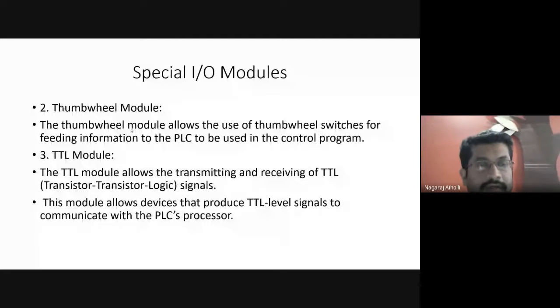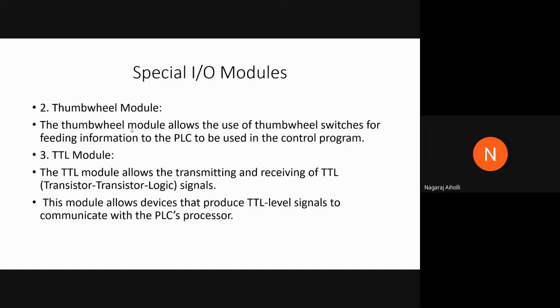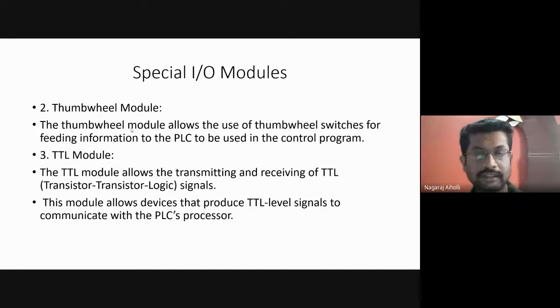Then we have the TTL module. Based on the TTL signals, 0 to 0.8 volts is treated as a low signal, and 2.2 to 5 volts is treated as a high signal, or status 1. This is called a TTL signal in electronics. Using such signals, the transmission or communication takes place.